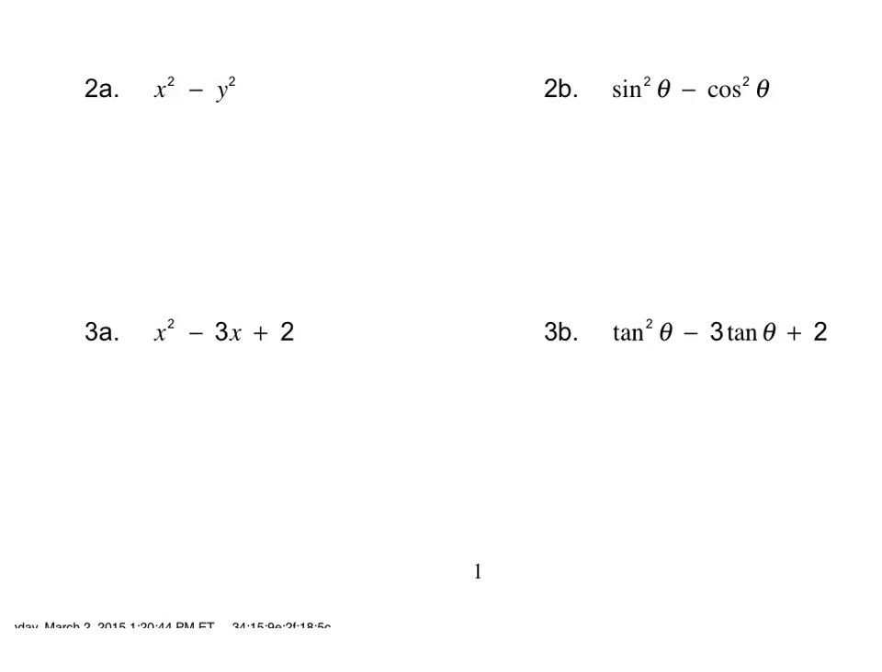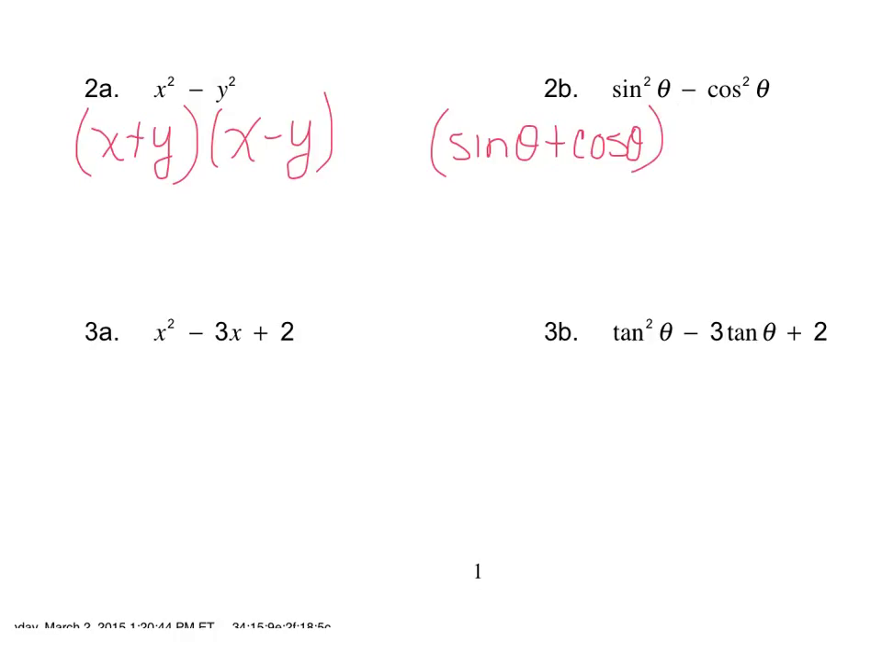X squared minus y squared. I can't GCF, but they both are squaring. It's difference of squares. So it's going to be an x plus a y and an x minus a y. Well, let's see how that relates now to trig. Sine squared of theta minus cosine squared of theta. I have two squared terms separated by a subtraction. So it's going to be sine of theta plus cosine of theta times sine of theta minus cosine of theta. So basically we're again treating sine of theta and cosine of theta like two separate variables.